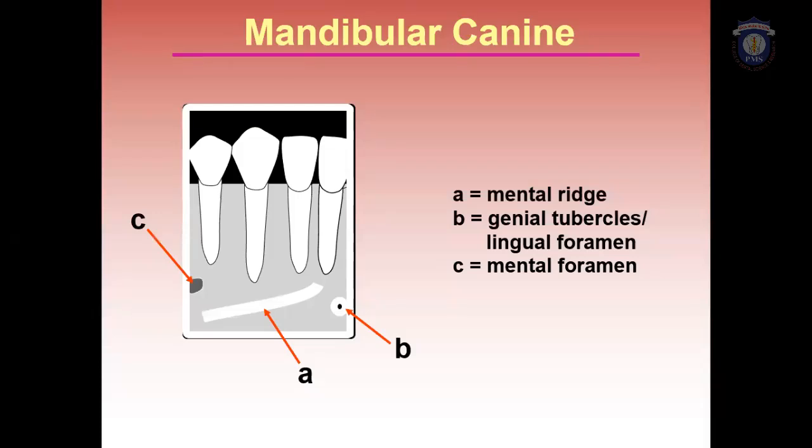Now coming to the mandibular canine region. In the mandibular canine region, again you can see the portion of a mental ridge which is passing through the mandibular canine as well as the mandibular premolar region. A portion of a genial tubercle might also be seen, and the area C is a mental foramen. C is a little bit bigger foramen compared to the lingual foramen, and it is seen in the mandibular premolar region.